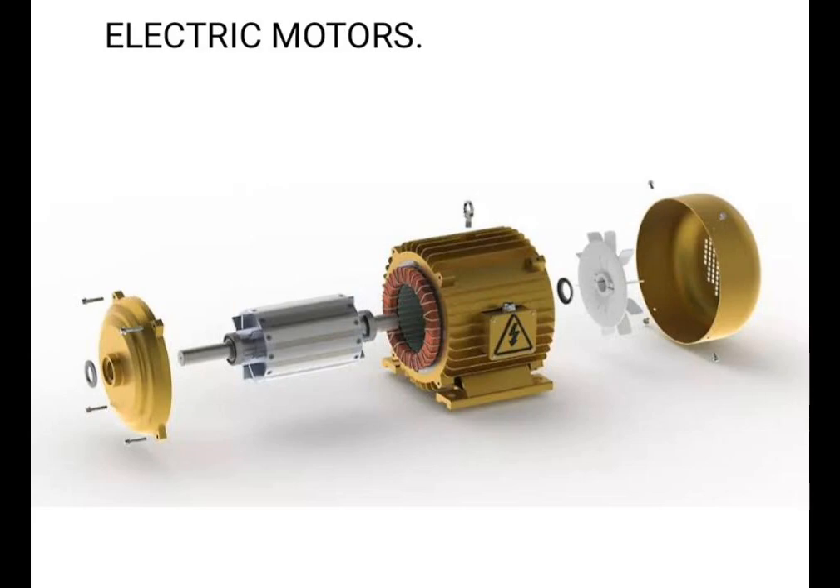The two most common types of electrical machines are motors and generators. A motor changes electrical energy into mechanical energy, which means it produces movement. A generator does the opposite: it changes mechanical energy into electrical energy.